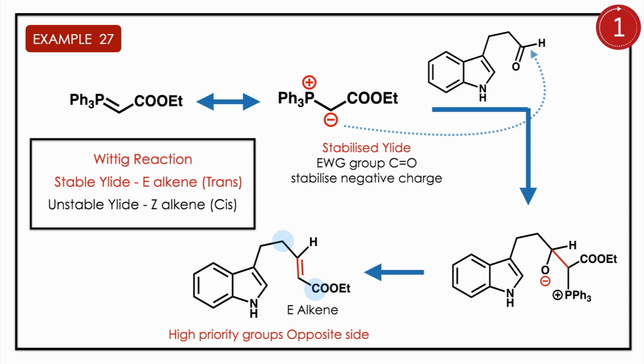Here, which alkene will form? The anion is stabilized by the carbonyl group of the ylide. A stabilized ylide forms the E alkene. So the final product stereochemistry is E. The concept you have to learn here is that you should always focus on the functional groups in the starting material. Don't get distracted by bigger molecules.